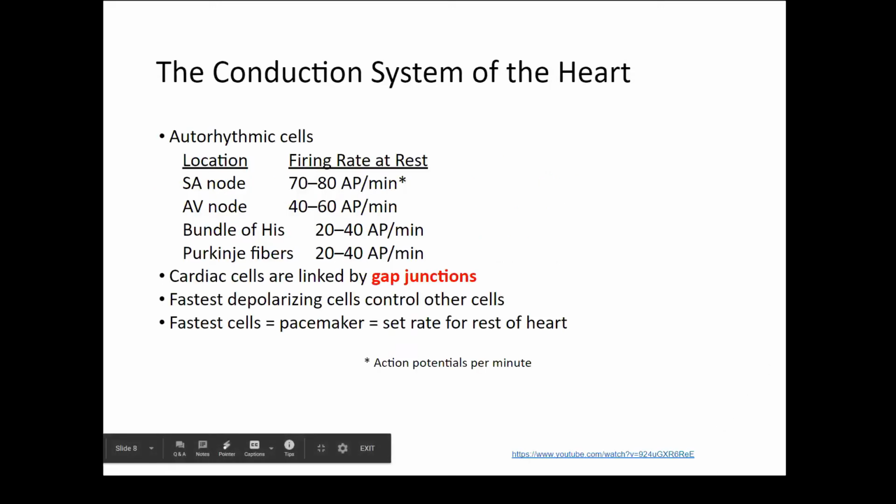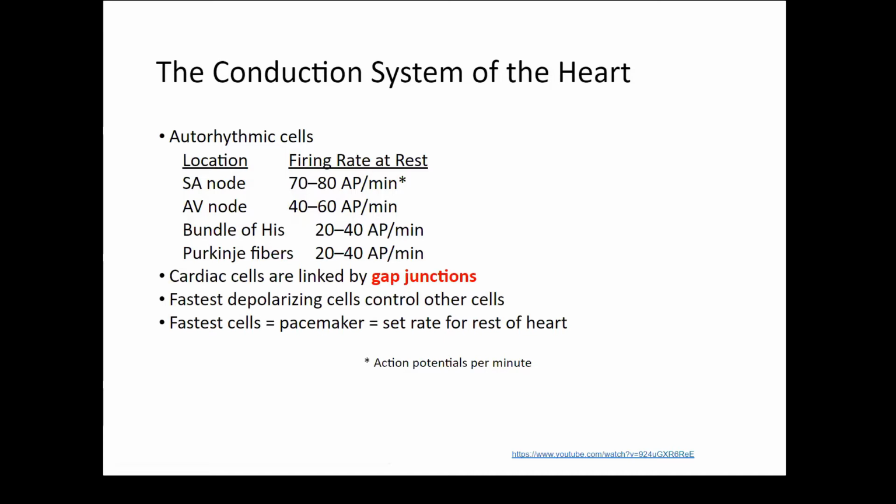I do want to talk a little bit more about what I briefly mentioned about the SA node setting the pace, but having other points that are able to take over. So when we're looking at our autorhythmic cells, they each have a speed of these action potentials that they give off. So they each have this pace, and it's distinct depending on which cells we're talking about.